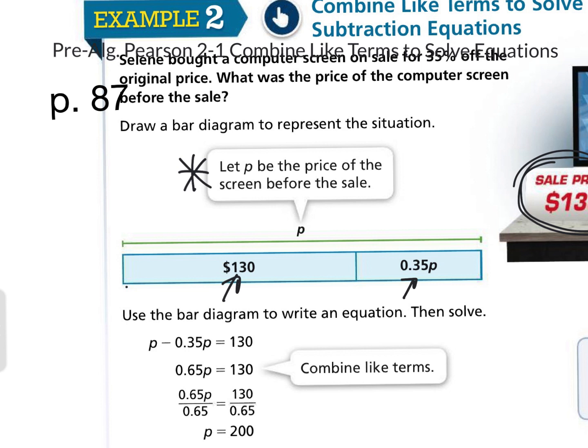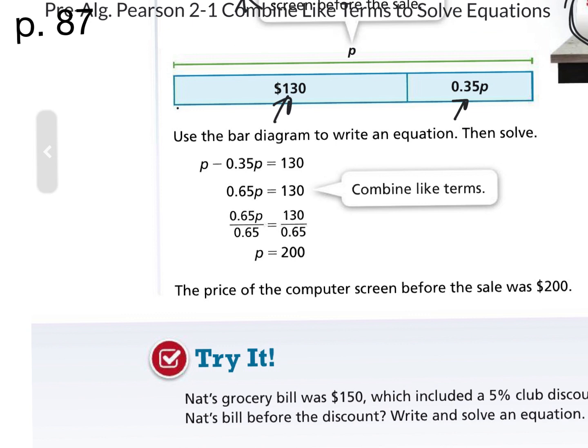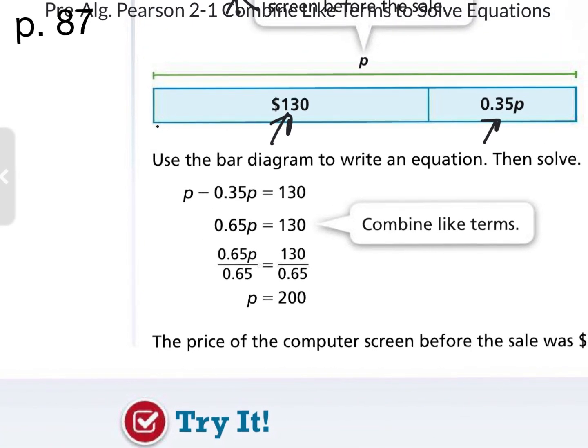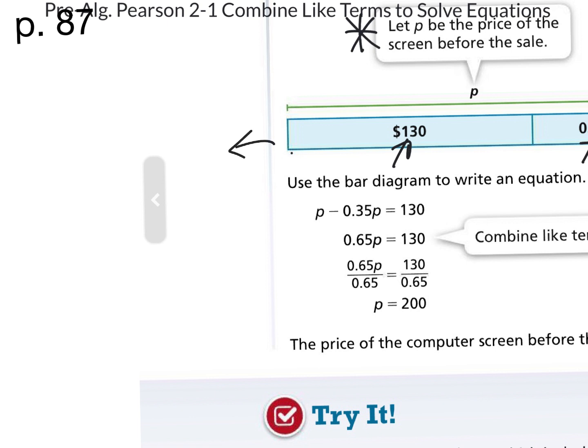Now, if that doesn't make sense, just hang with me because I'm going to explain it a little differently than the book in just a minute. Okay, so if we do this, basically what they're saying from this bar diagram is a little different than what their equation is. They're really saying 130 plus 0.35p equals 1p. Those two pieces of that bar diagram add up to be 1p. That's really what they're saying.